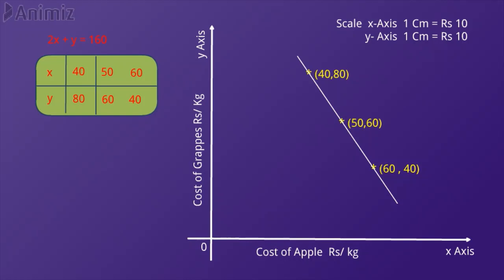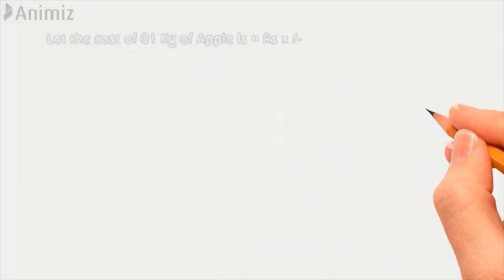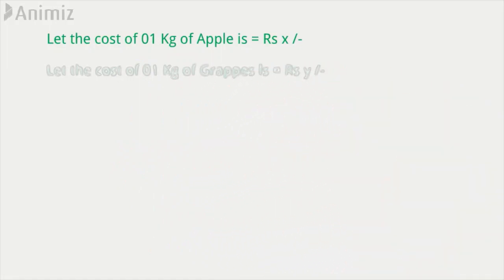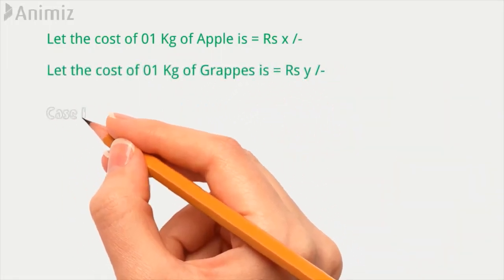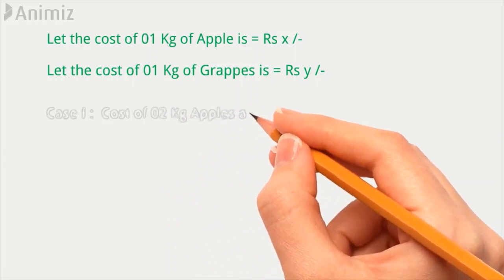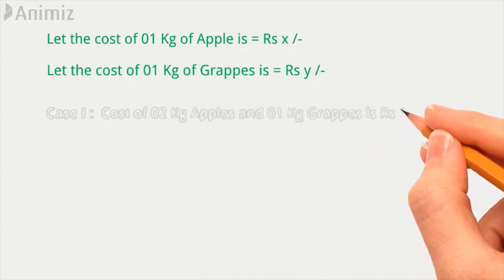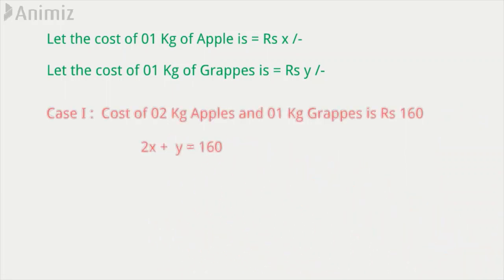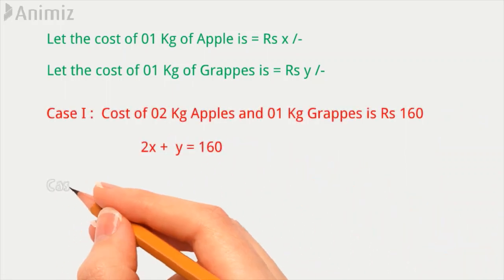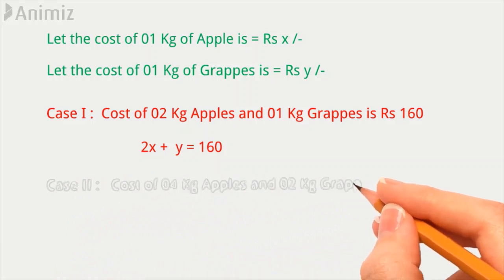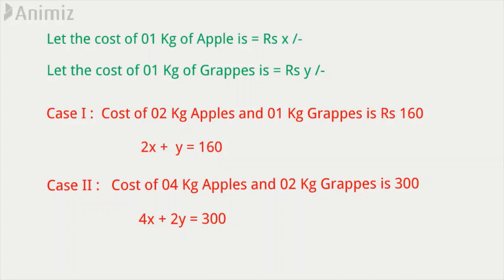But while writing it, you have to write it in the form of statements. Let us say for the same question, we'll put it this way: let the cost of 1 kg of apple be rupees x and 1 kg of grapes be rupees y. Then the first case, the cost of 2 kg apple and 1 kg grapes in total is rupees 160. That means 2x plus y is 160. Then the second case, the cost of 4 kg apple and 2 kg grapes is 300. That means 4x plus 2y is equal to 300. This is how you are supposed to write it in an examination.